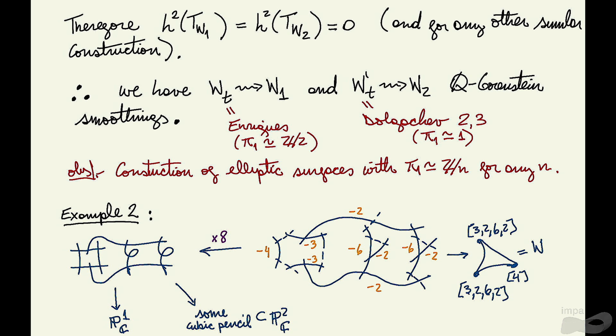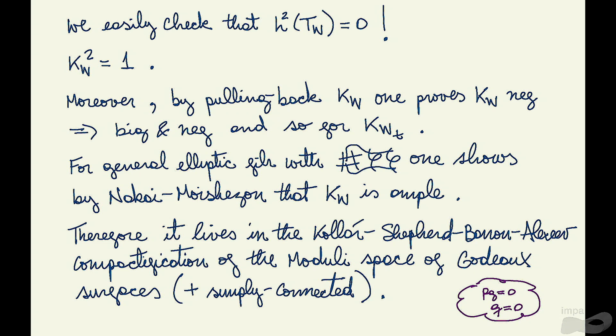And K squared is going to be 1 on the general fiber. So at the end, I have a general type surface with K squared equal to 1. Pg and q stay constant, so they are going to be 0. So this is a Godeaux surface. And moreover, using topology, you can prove that it's simply connected. So the general fiber in this case is going to be a Godeaux simply connected surface. And that is the way you construct something like this.